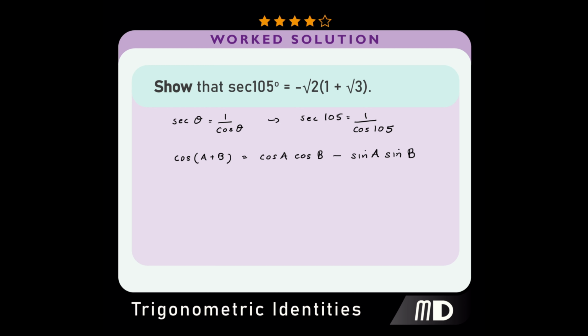The cosine of 105 degrees is equal to the cosine of 45 plus 60, which is equal to the cosine of 45 multiplied by the cosine of 60 minus the sine of 45 multiplied by the sine of 60.